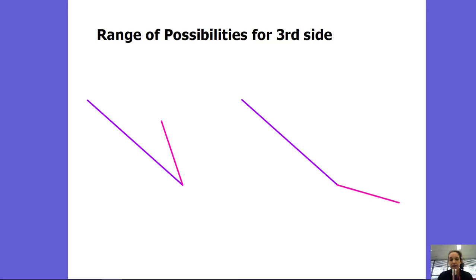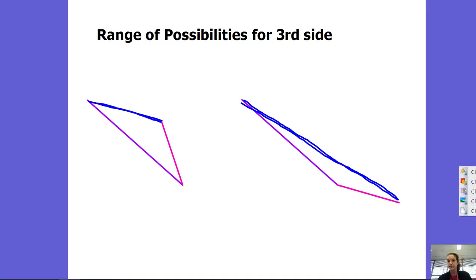If you're looking at these two pictures, here I have the purple side and the pink side, and I've hinged them close together. That third side is going to be kind of short, and I could keep inching them closer and closer together. Then I could hinge them out, and that third side would be really long. But basically there's a minimum length for the third side and there's a maximum length for the third side.